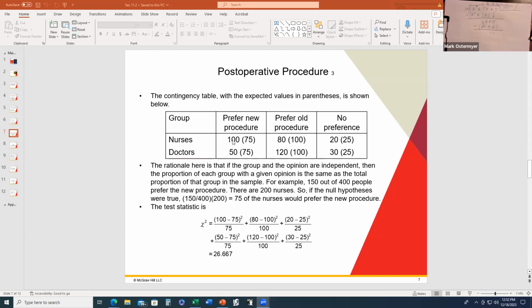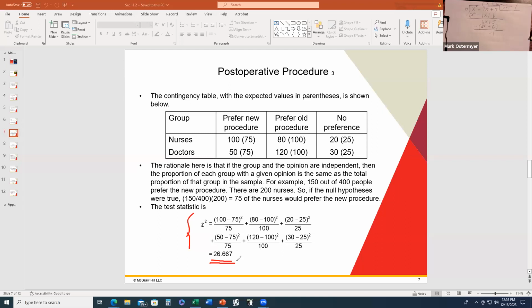So we're going to have 100 minus 75 quantity squared divided by 75, plus 80 minus 100 quantity squared divided by 100, plus 20 minus 25 quantity squared divided by 25, et cetera. So this is your test statistic down here, which comes out to be almost 27. So that's your test statistic, about 26.667.